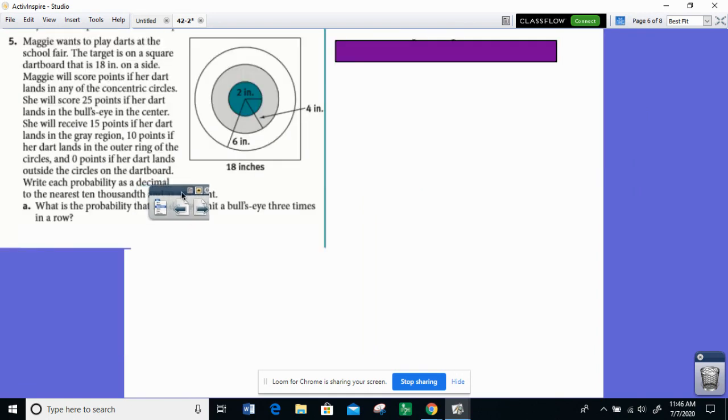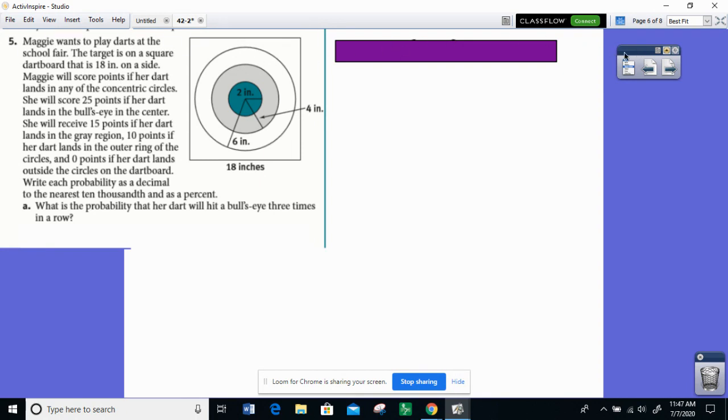All right, so this is number 5. Number 5 says Maggie wants to play darts at the school fair. The target is on a square dartboard that is 18 inches on a side. Maggie will score points if her dart lands in any of the concentric circles. She will score 25 points if her dart lands in the bullseye in the center. She will receive 15 points if her dart lands in the gray region, 10 points if her dart lands in the outer ring of the circles, and 0 points if her dart lands outside the circles on the dartboard. Write each probability as a decimal to the nearest 10,000, that's to 4 decimal places, and as a percent.